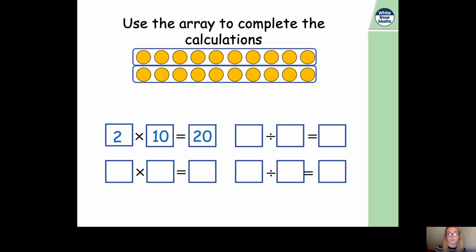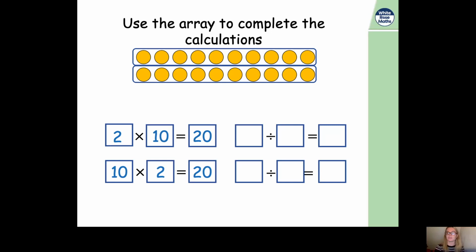Now, because multiplication is commutative, we can also look at the columns. So how many columns have we got and how many in each column? Yes, we have got 10 columns and there are 2 counters in each column. So therefore, that also gives us the answer 20. And because we know that multiplication is commutative, we know that we can change the numbers around.